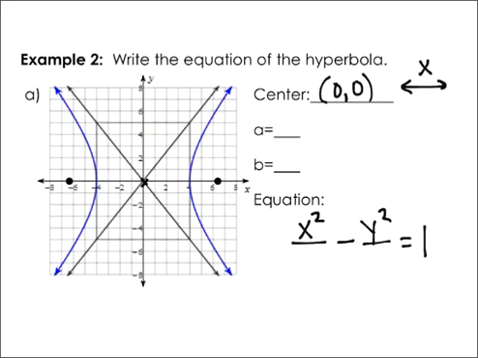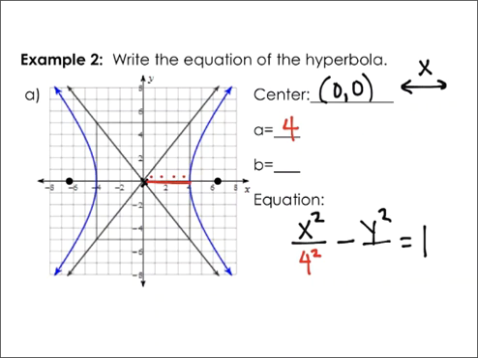A is found by counting from the center to the vertex. So I just have to figure out how long that red line is I just made. 1, 2, 3, 4. A is 4. Now, remember, under A always goes first, but it's A squared.